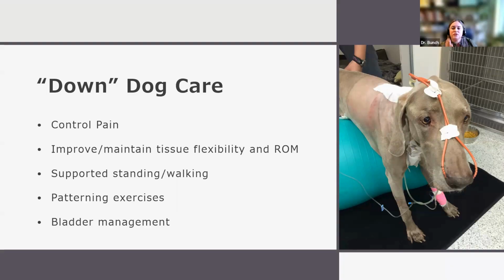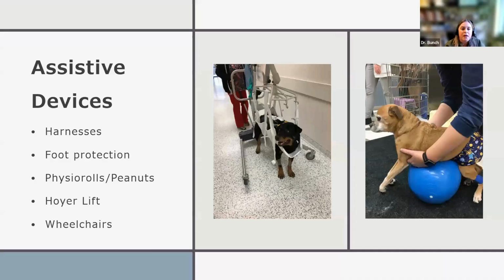Recumbency care in general, so side to side. Getting them into sternal even. Sometimes these guys can't even get into sternal, partly because their front legs can be so stiff that they can't bend their elbows to get themselves to sit up. So we work on those things with them. And then we'll do gait patterning exercises, weight shifting with them, those types of things. And of course, bladder management is also needed.